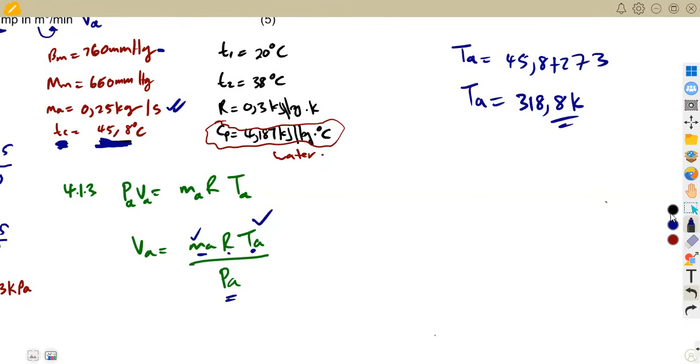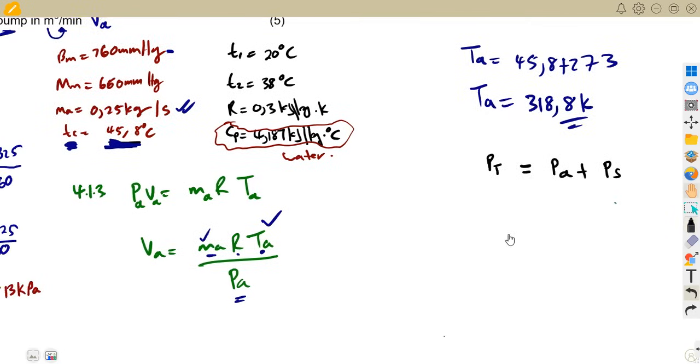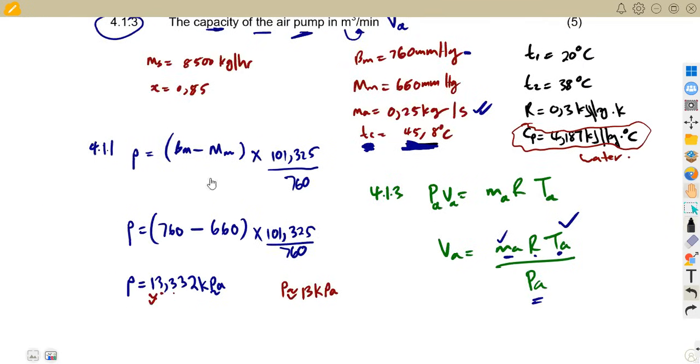Then PA is the pressure that we are going to have for air in this case. Where are we going to have this? We're going to take it from the total pressure and the pressure at suction. So you've got the air pressure plus the pressure at the suction point, meaning the condensate in this case. So this PT is the total pressure that we obtained from our calculation here of this absolute pressure. That's our PT in this case, the absolute pressure.